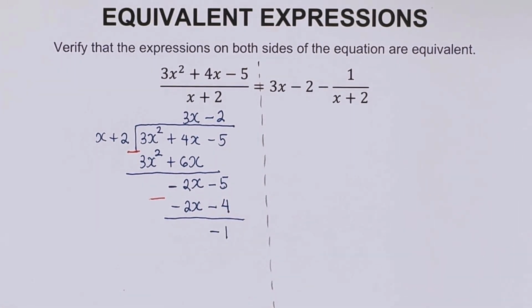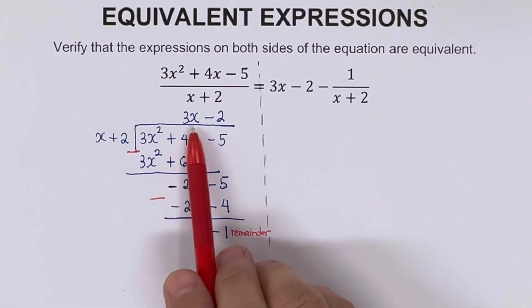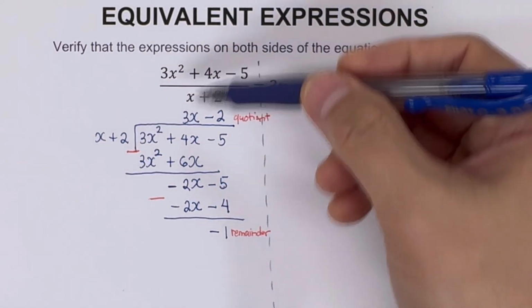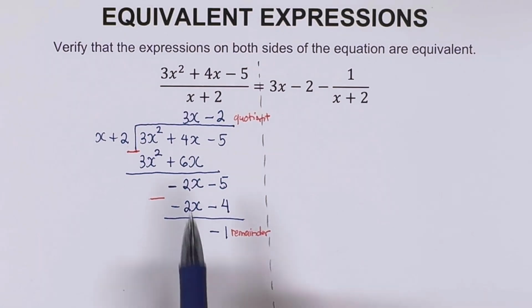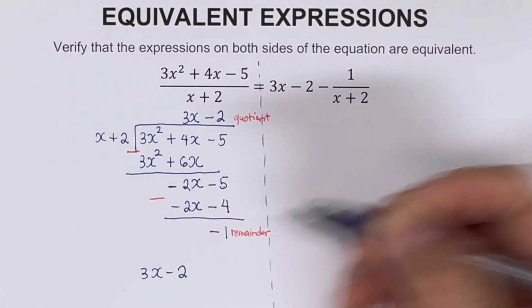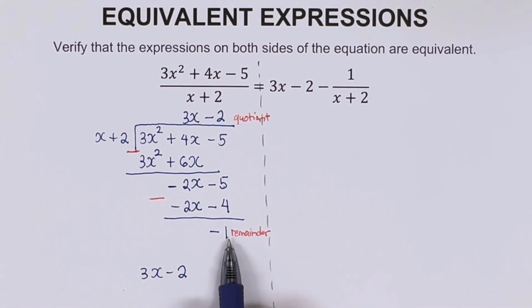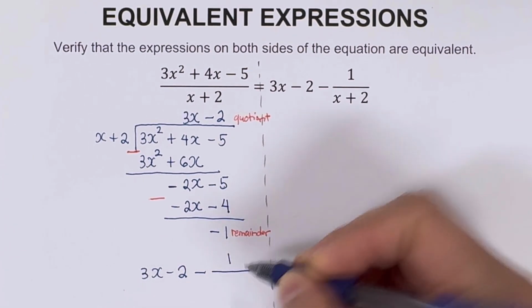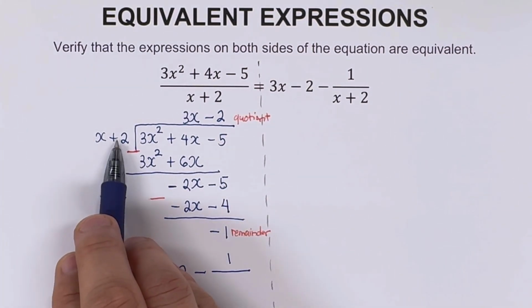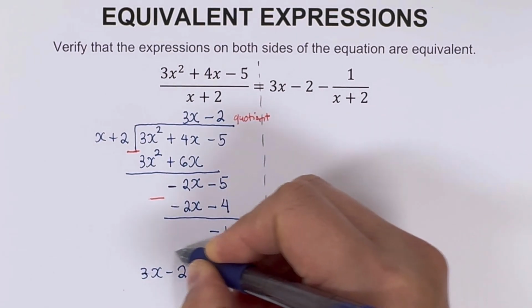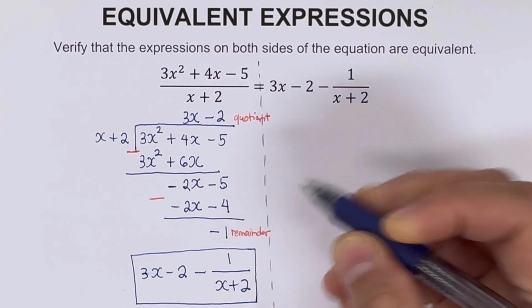Now we remember that this negative 1 right here is our remainder, while our 3x minus 2 here is the quotient. So if we divide these two expressions, the answer is we write the quotient first, which is 3x minus 2. And then we add the remainder. So instead of minus 1, that is a negative 1 over the divisor, which is x plus 2. So this is the answer when we divide these two expressions up there.